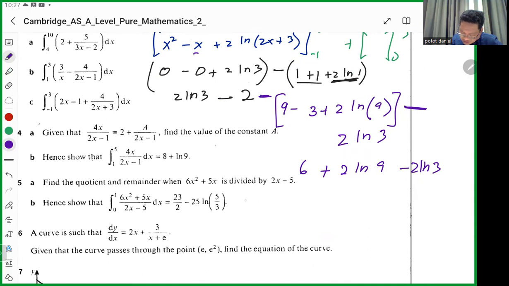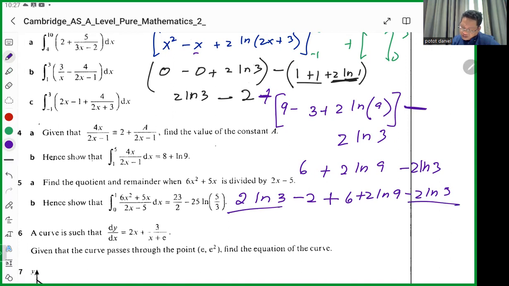Then let me write it in one line. 2 ln 3 minus 2, plus from 0 to 3, which is 6 plus 2 ln 9 minus 2 ln 3. That's it. So you have 2 ln 3 minus 2 ln 3 is 0. Negative 2 plus 6 is 4. So 4 plus 2 ln 9.